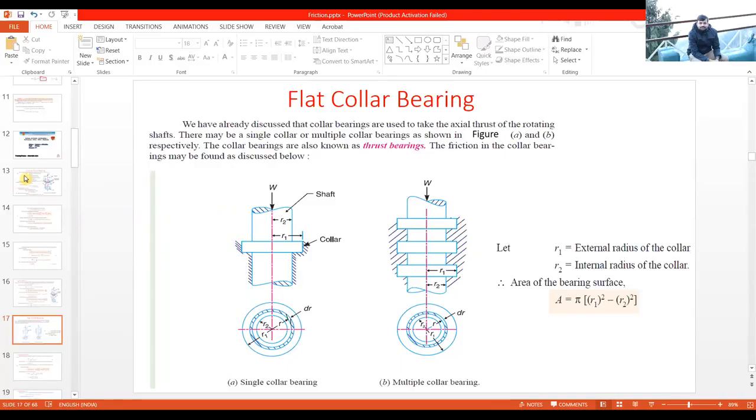From the starting, we have discussed that there are two theories which are very close to the practical, which we apply in order to find out the power loss due to friction. So the first theory was the uniform pressure theory, and second theory was the uniform wear theory. So we did footstep bearing, which is also known as flat pivot bearing. Then we did the conical pivot bearing. So in the previous class, we saw conical pivot bearing. So let's just have a quick recapitulation of what we did in the previous class.